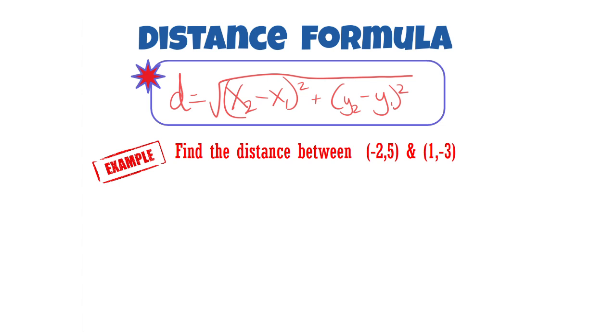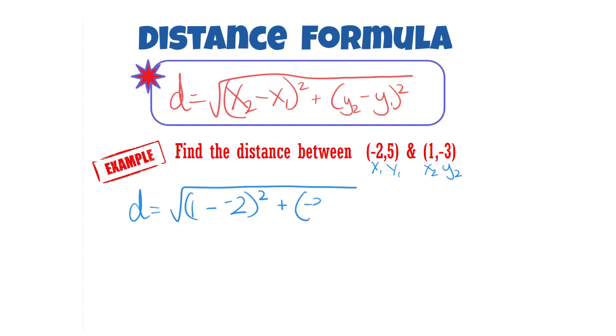So, again, it doesn't matter which one's which, really. I'm just going to call this x1 and y1, and we'll call this x2 and y2, and let's see how it plays out. So the distance will equal the big square root of (1 minus negative 2) squared plus, now do it with the y's, you've got to start with y2, (negative 3 minus 5) squared.